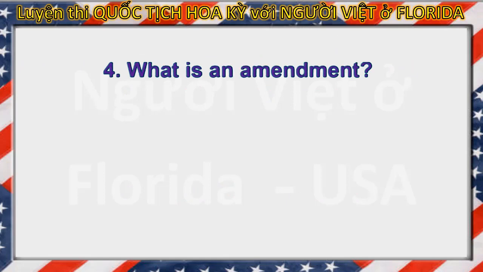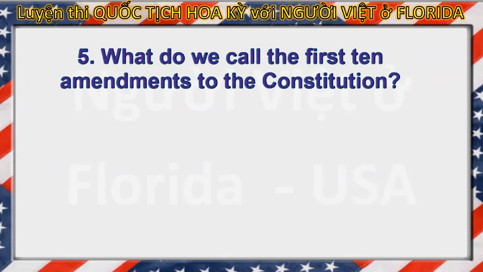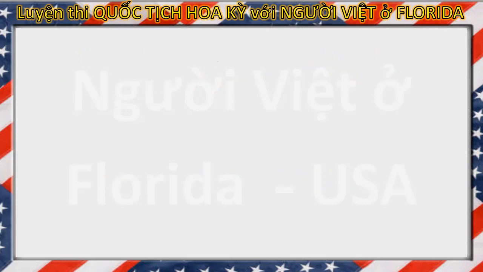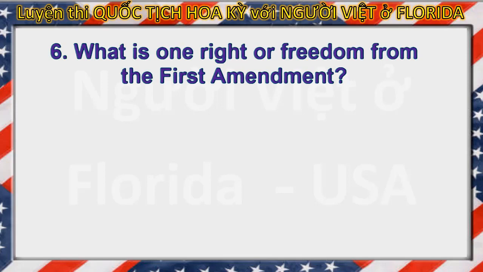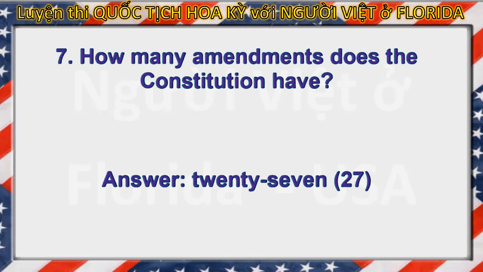What is an amendment? A change to the Constitution. What do we call the first 10 amendments to the Constitution? The Bill of Rights. What is one right or freedom from the First Amendment? Speech. How many amendments does the Constitution have? 27.